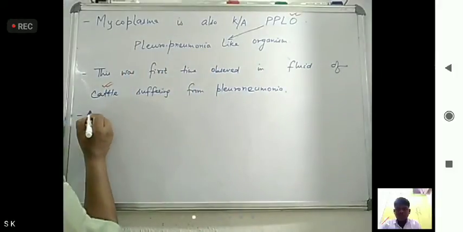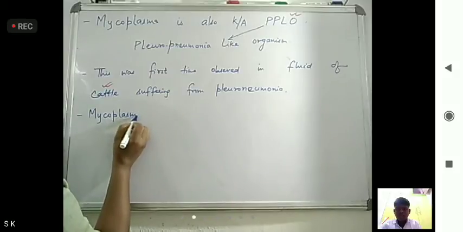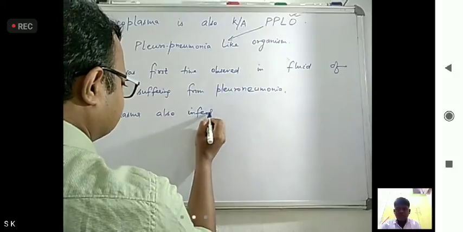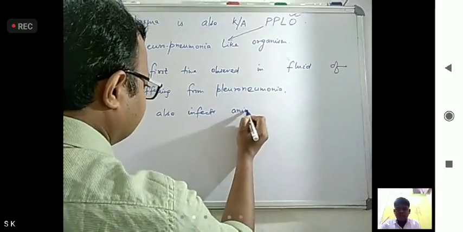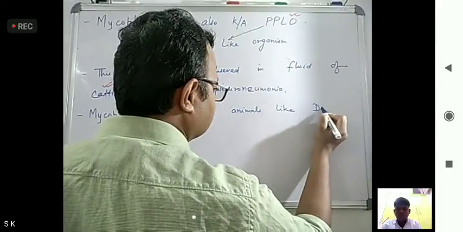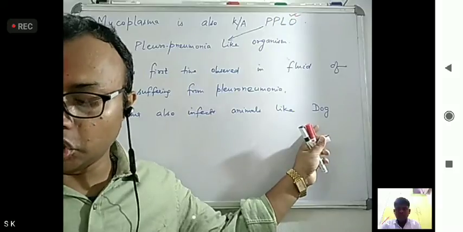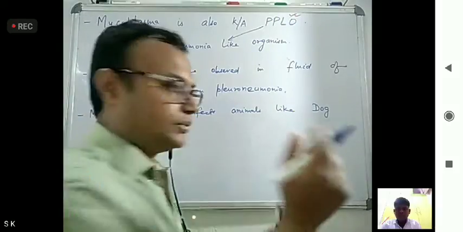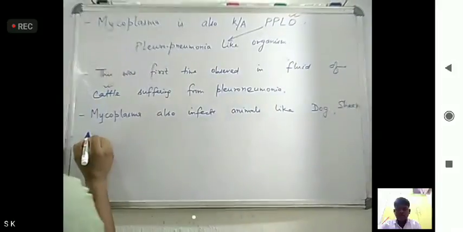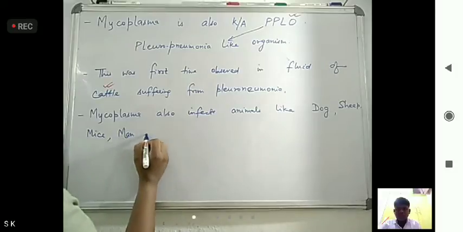So mycoplasma also infects animals like dog, that is commonly infected. Okay, next is sheep. Next is mice and man, etc.